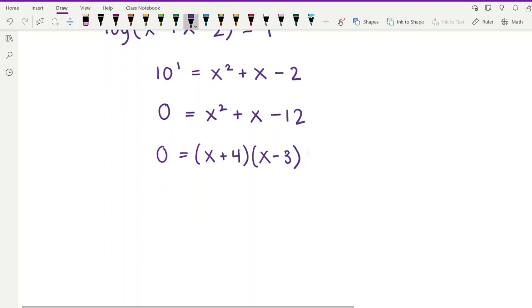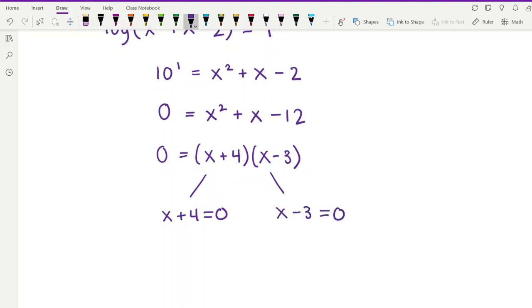And so this gives us 2 solutions. We have either x plus 4 is equal to 0, right? If we have 2 things multiplied together equaling 0, one of them has to be 0. So that gives us these 2 equations. And from there we get x is equal to negative 4 and x is equal to positive 3.